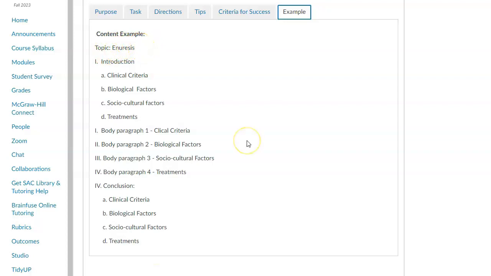So this is just to show you a visual representation of the points that are going to be introduced in the introduction. Each of those points should have their own body paragraph. And then in the conclusion, the same exact points that were introduced in the introduction and written about in a body paragraph for each will be concluded or summarized at the end in the conclusion. So I hope this is helpful. Thank you.